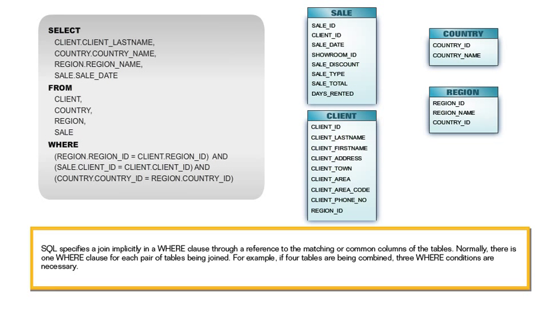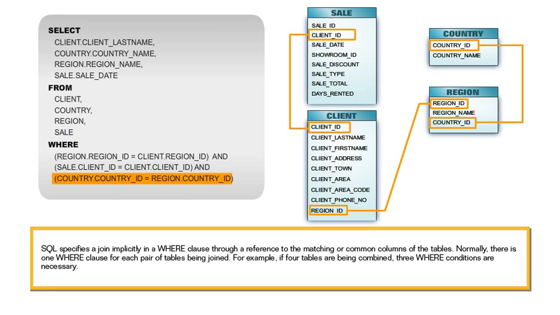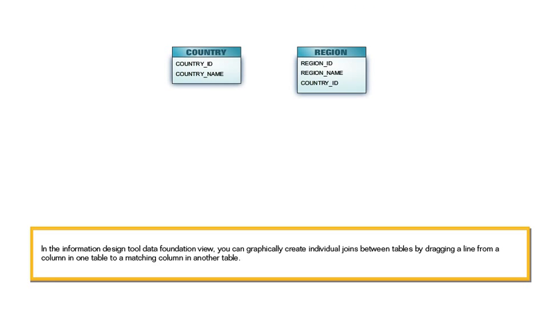SQL specifies a join implicitly in a WHERE clause, through a reference to the matching or common columns of the tables. Normally, there is one WHERE clause for each pair of tables being joined. For example, if four tables are being combined, three WHERE conditions are necessary. In the Information Design Tool Data Foundation view, you can graphically create individual joins between tables by dragging a line from a column in one table to a matching column in another table.